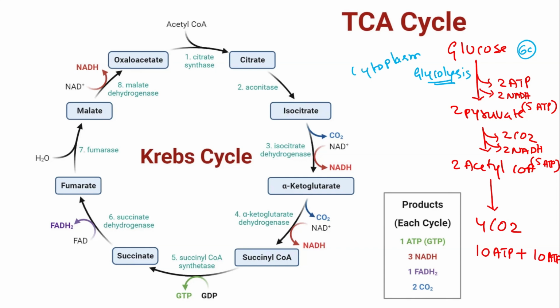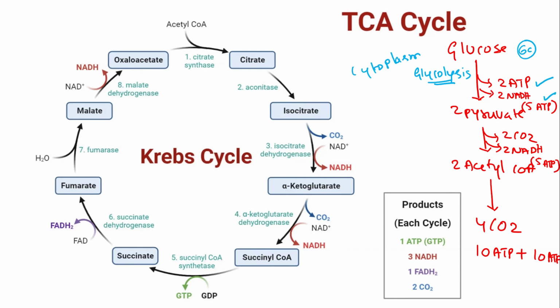And each NADH is 2.5 plus 2.5, so that is 5 ATP, right? From 2 NADH, you get 5 ATP. So 2 ATP plus these 5 ATP. Let's keep those numbers just to see how many ATPs we get.